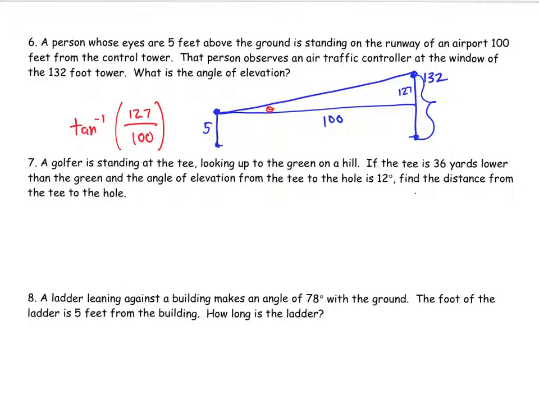Because 127 is what from the angle of elevation? And 100 is the? Adjacent. The more you speak it, and like when I had you write the sentences, the more you do that, the more you get to learn it. Okay, got it. There you go. Oh, we should do number 7.